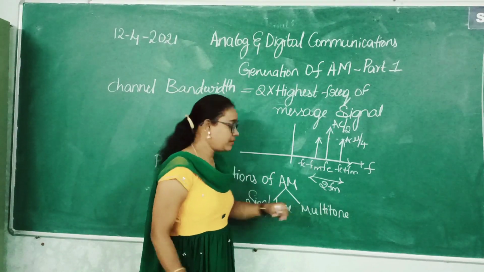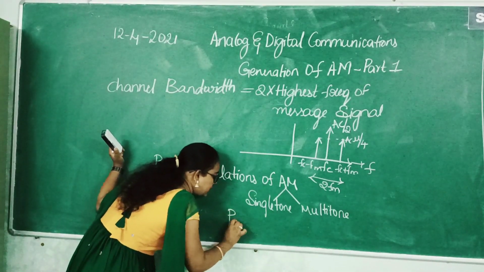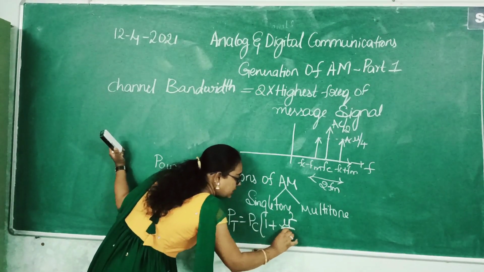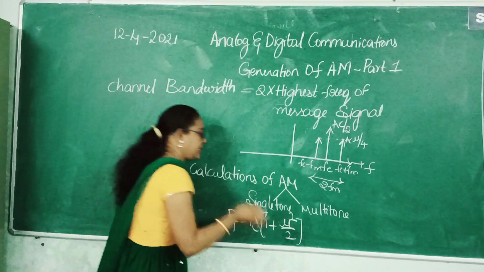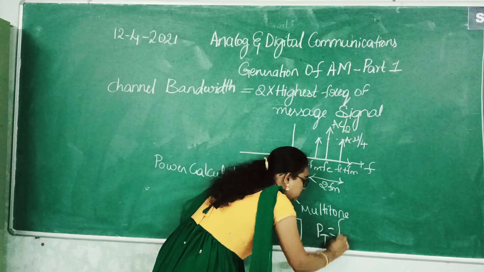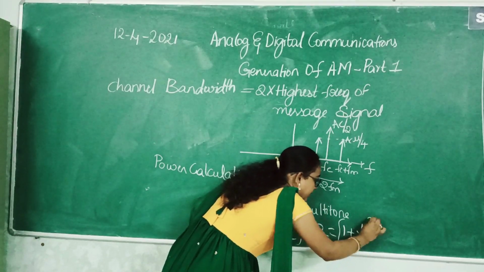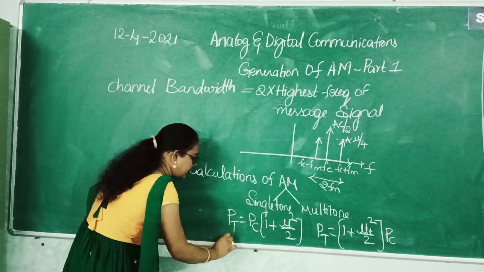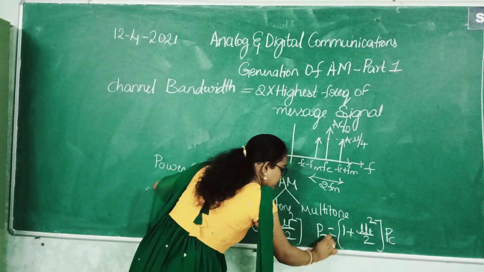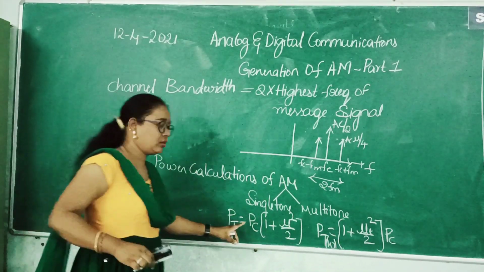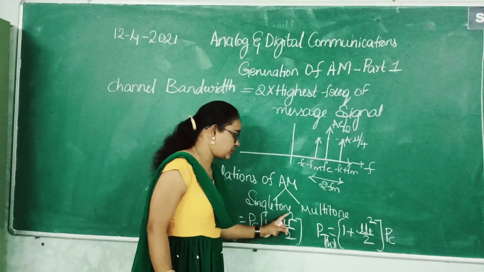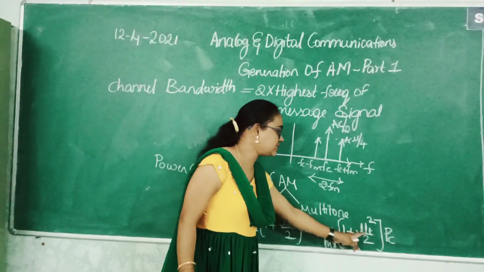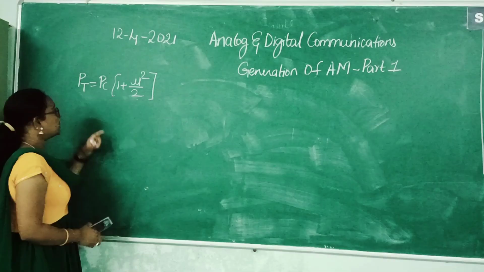For single tone, the total power of the signal is carrier power into 1 plus mu square by 2. Whereas for multi-tone, PT is equal to Pc into 1 plus mu t square by 2. Power is measured in watts. So single tone power is Pc of 1 plus mu square by 2, and multi-tone power is the same, the only difference being mu t square by 2.